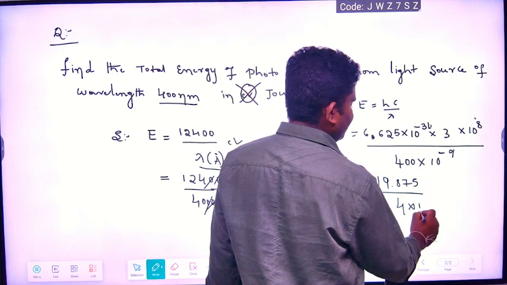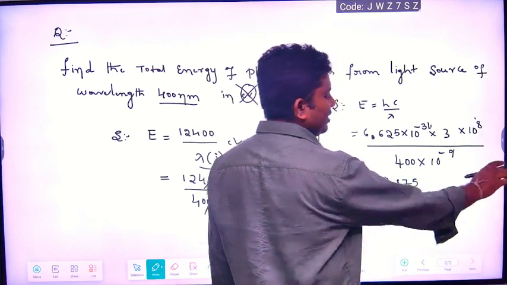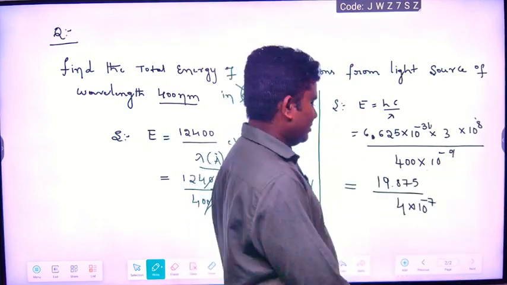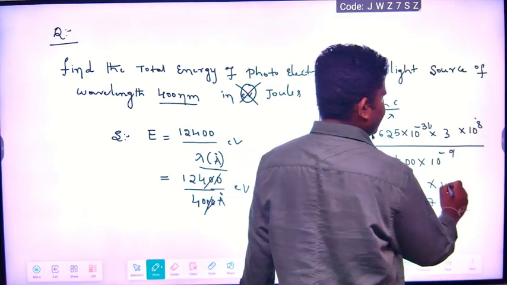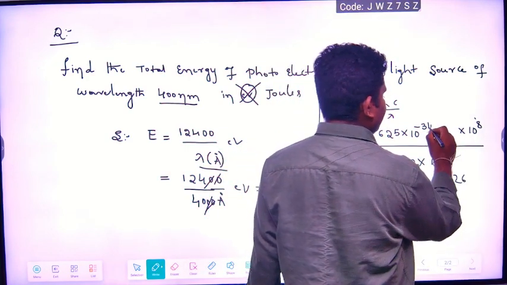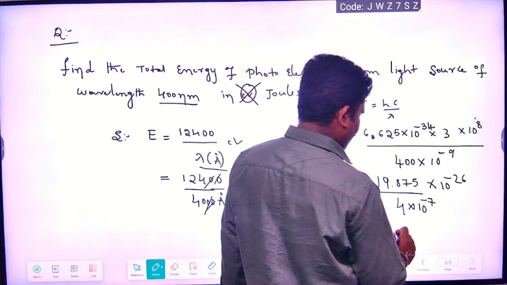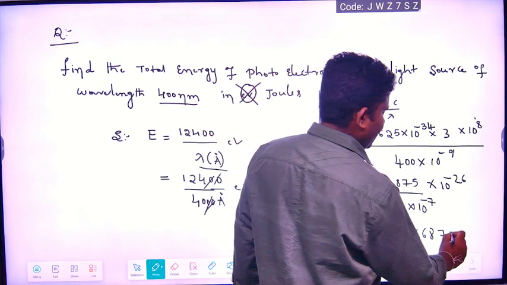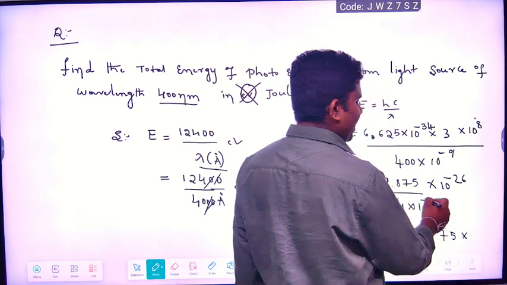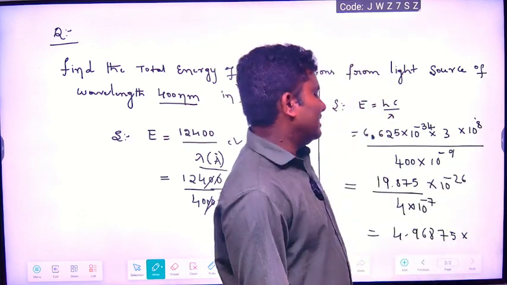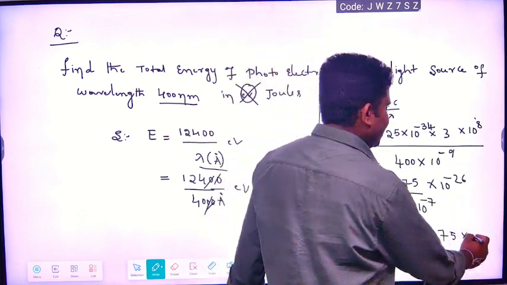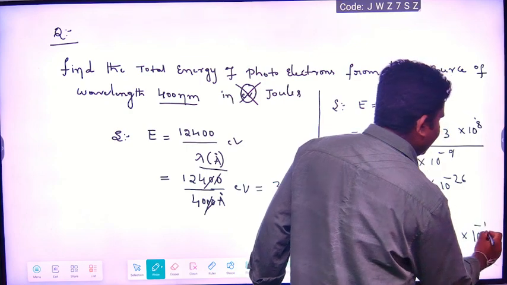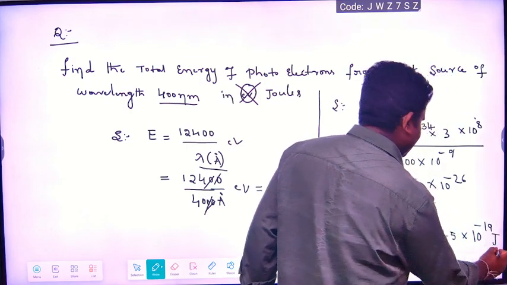This is 10 to the power of minus 7, I will take, because 2 zeros I will remove. Minus 9 will become minus 7, and it is 10 to the power of minus 26. 4.96875 into 10 to the power of minus 7 will go up, it will become plus 7. Plus 7 minus 26, 10 to the power of minus 19 joules. This is the correct answer.